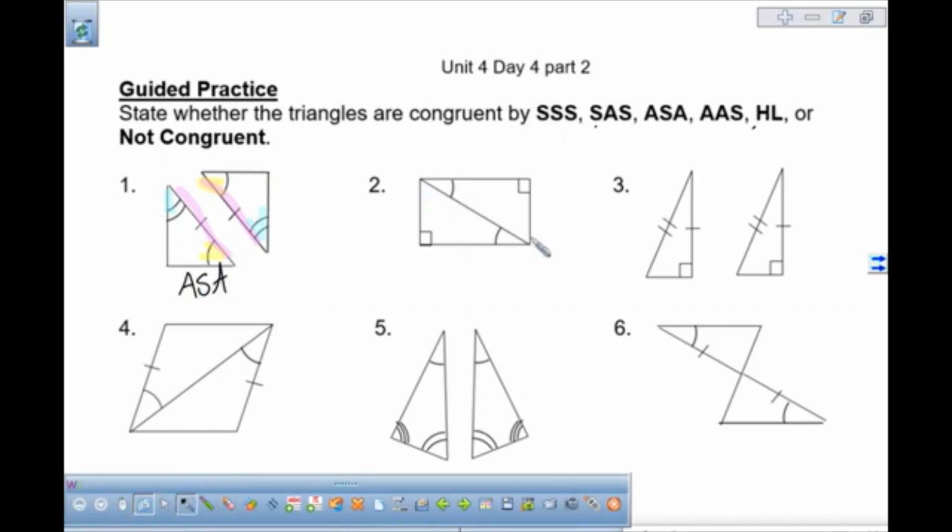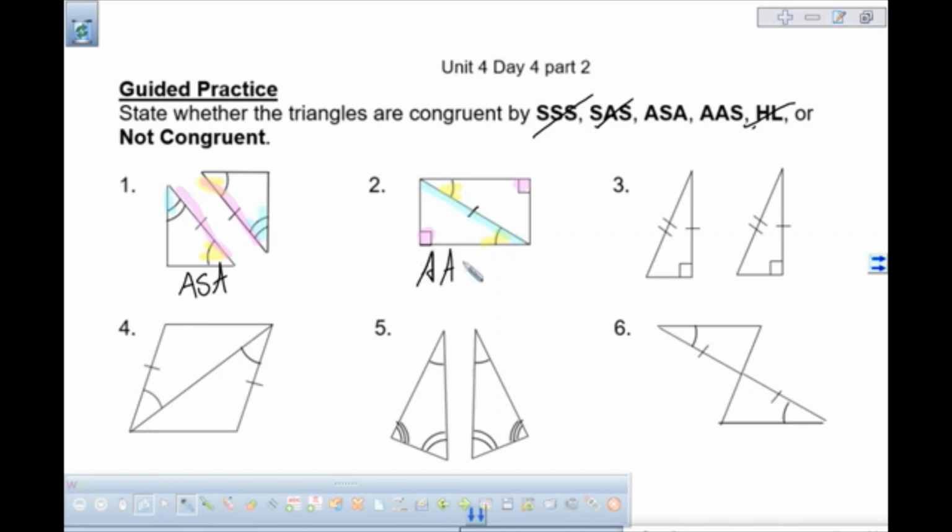Number 2, we need to mark the line that is being shared. And we have a right angle, a second angle, and a shared side. So mark through everything that doesn't have two angles. And then we need to look and see if that side is being shared or not. Remember to look in one triangle, not in two. So we have two angles and the not shared side. So we have angle, angle, side.